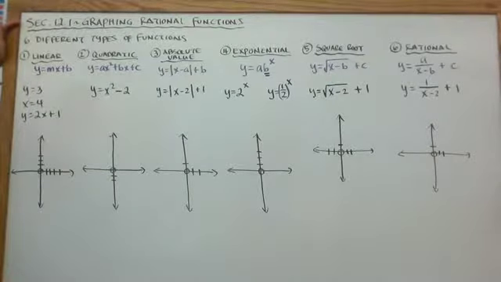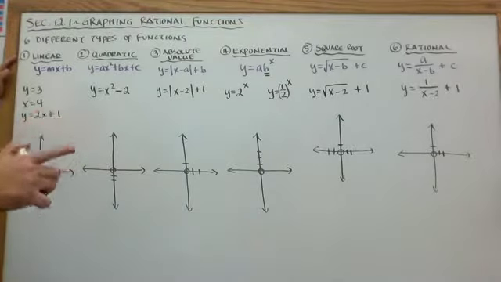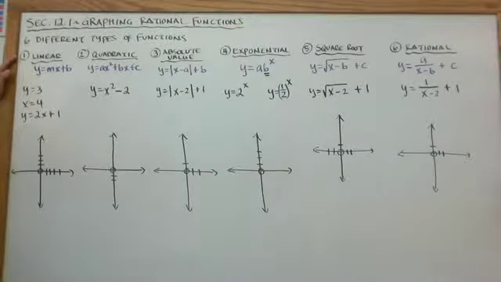This is section 12.1, which is graphing rational functions. Before I get into that, I just want to review or show you 6 different types of functions that we may have covered or may not have covered, but at least now I want to show you what it looks like. So if you see the graph, you know what type of function it is.